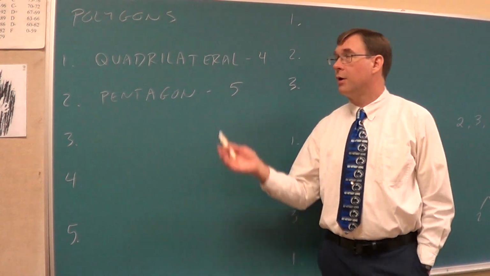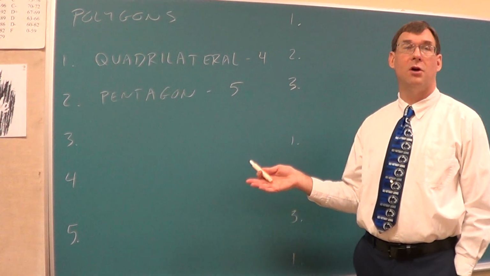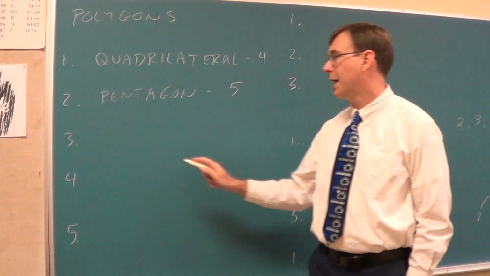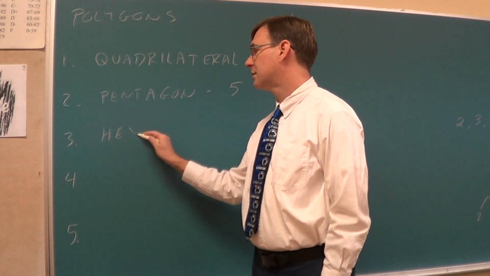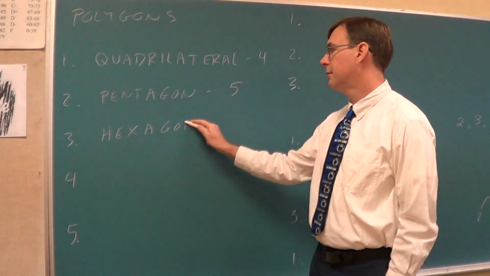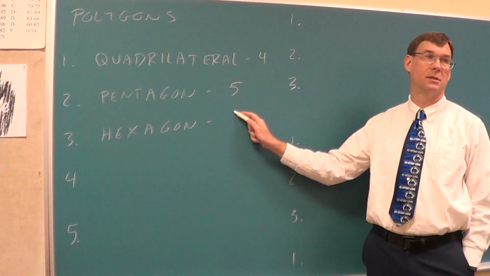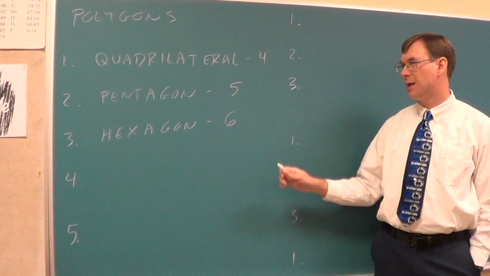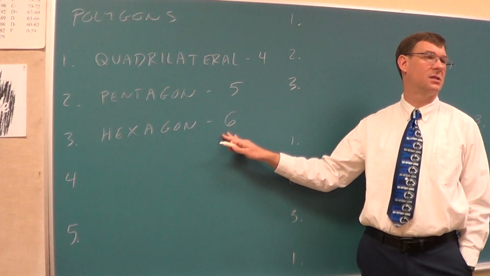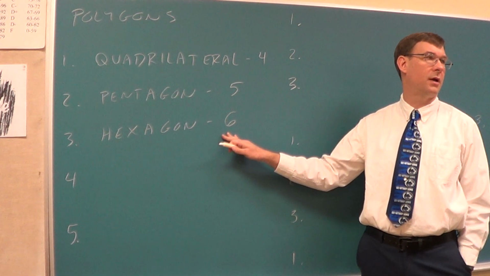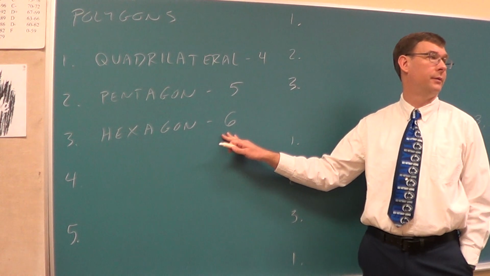Anybody know another one, or can you explain what in the world polygons all have in common? Hexagon. There is a hexagon, H-E-X-A-G-O-N. Hex is a pretty common prefix that means 6. Does anybody know of a hex that means 6 anywhere in the regular everyday world?